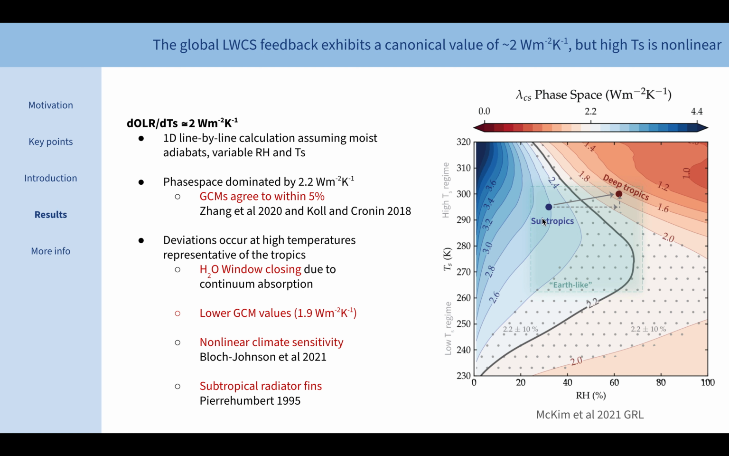The final thing we can offer some insight on is this notion of subtropical radiator fins that Raymond Pierrehumbert introduced in 1995, where he talked about how the subtropical regions are relatively warm yet dry, and so they are radiatively stable and tend to stabilize the tropics, whereas the deep tropics are relatively warm and moist, and so they tend to destabilize the tropics. We can interpret this more simply as the fact that the Clearsky feedback parameter changes as a function of humidity in this part of the parameter space.